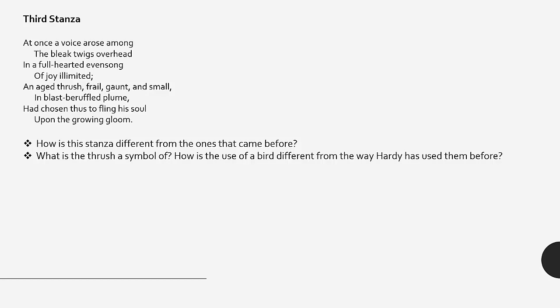Line 21 is the one line that stands out in the otherwise metrically consistent poem. "An aged thrush, frail, gaunt, and small." Louise Donner points out that the words "frail" and "gaunt" are both heavily accented syllables. They're set off by organic structural pauses within the lines called a caesura.